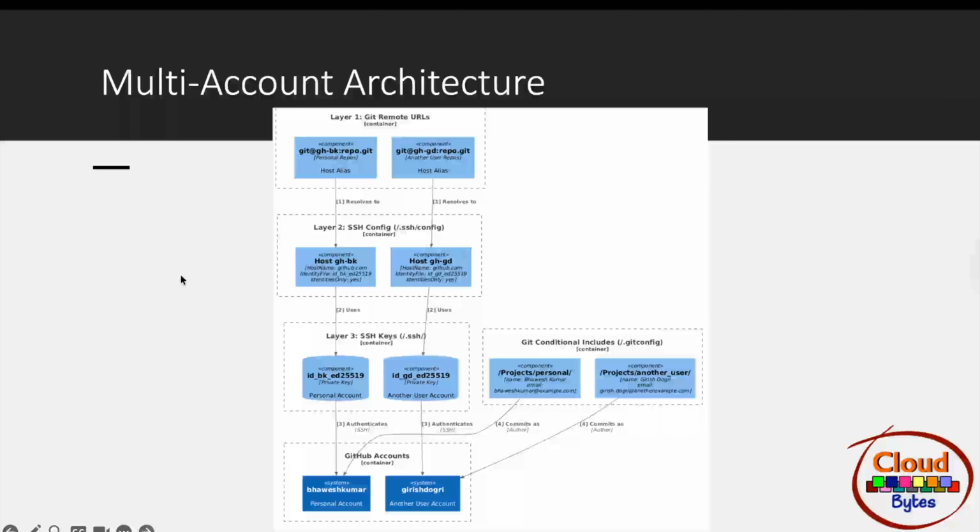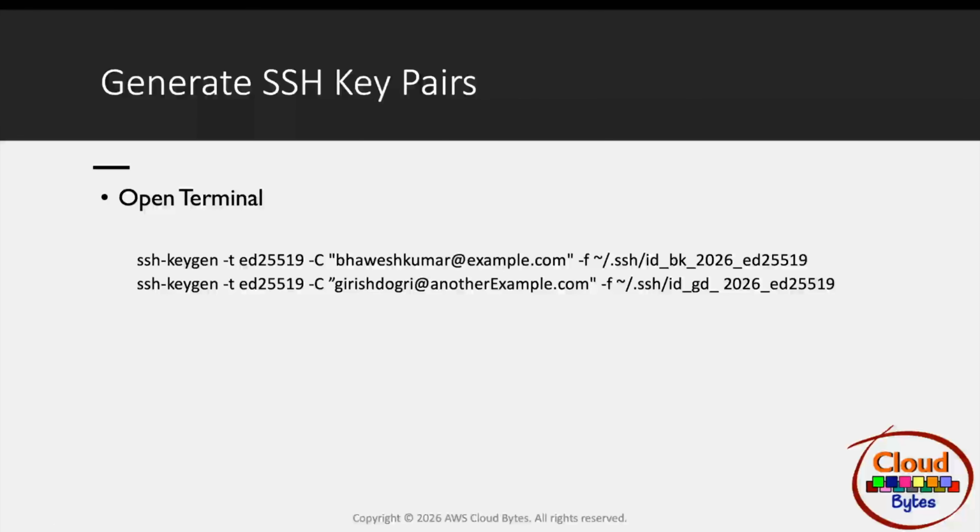So let's look into how to generate an SSH key pair. Let's talk about this. You can use ssh-keygen. This is all through a Mac machine, so you may have a different command altogether on a Windows machine.